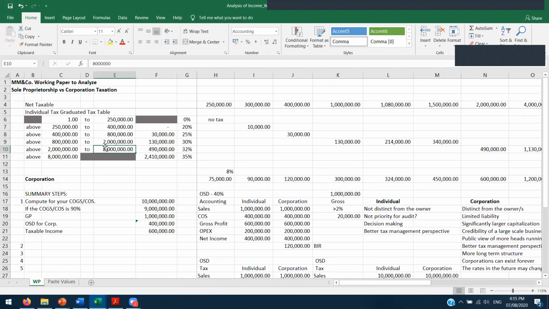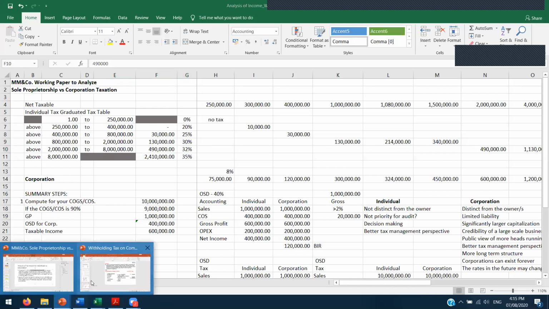So kung 5 million, more than 2 million po yun. And then immediately at the level of 2 million, your tax due is 490. We're talking about individual graduated rates. And then in excess of 2 million, you multiply it by 32 and then you add it to your 490. So ganun po yung ating.